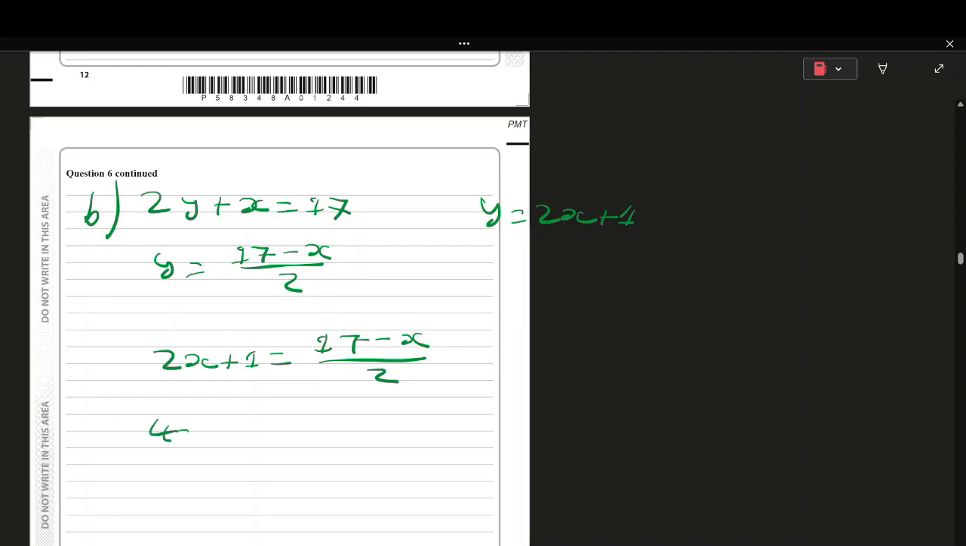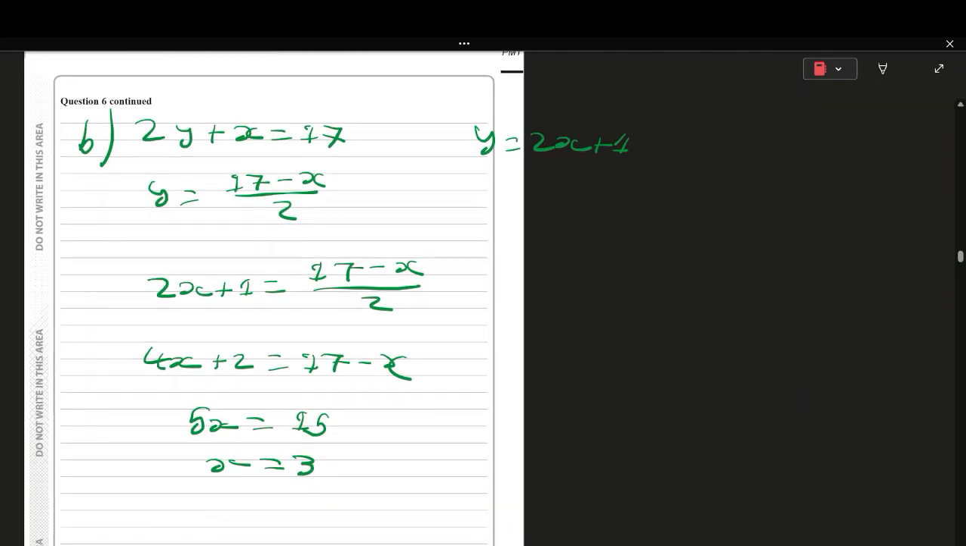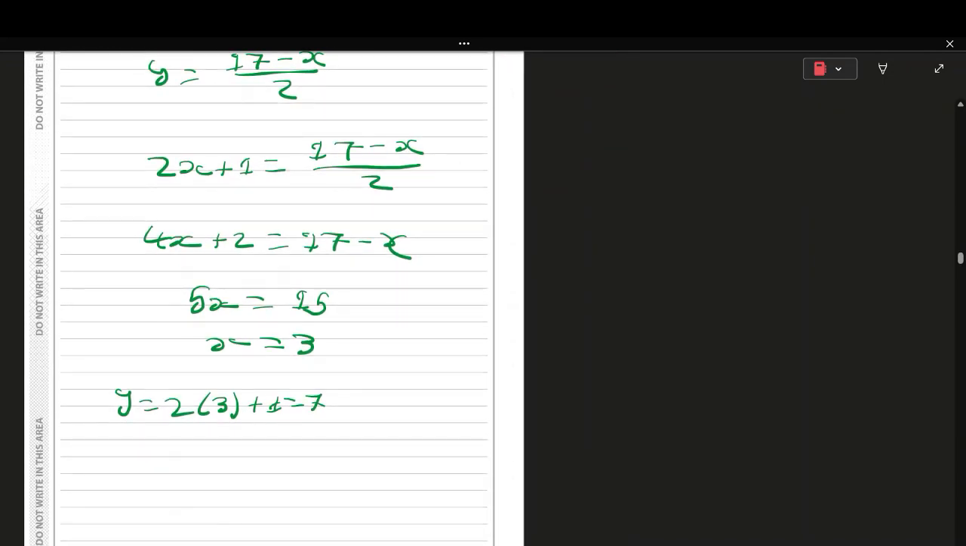Times by 2, so 4x plus 2 is equal to 17 minus x. So this can be rearranged to have 5x is equal to 15, so then x is equal to 3. Then if we put the x value into y equals 2x plus 1, y is equal to 2 times 3 plus 1, which is equal to 7. So point P is at (3, 7).